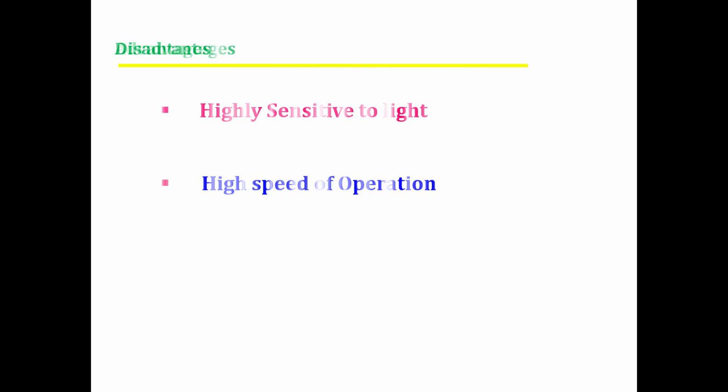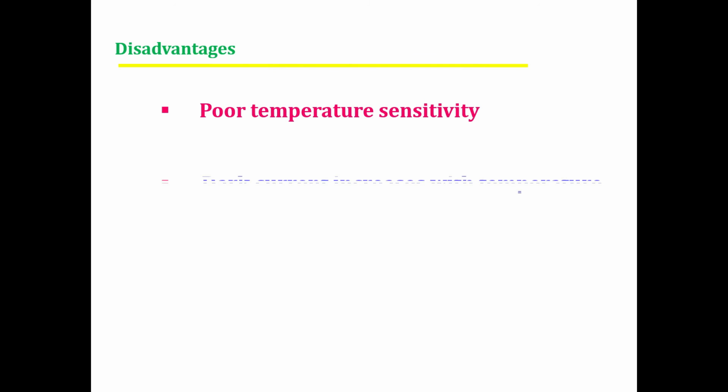We'll move on to the disadvantages. It has a poor temperature sensitivity. And second thing is, the dark current increases with temperature. As you could notice, dark current is all because of thermally generated minority carriers, and we have already studied that as temperature increases, the thermally generated carriers also will increase, and so does the dark current. So dark current increases with temperature.